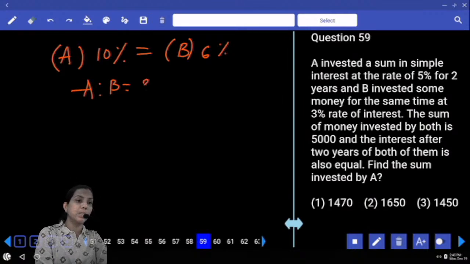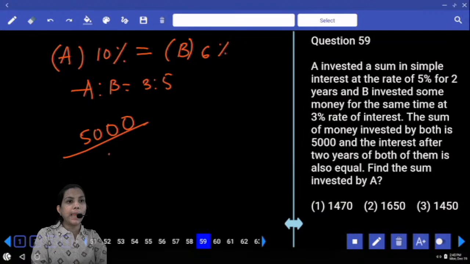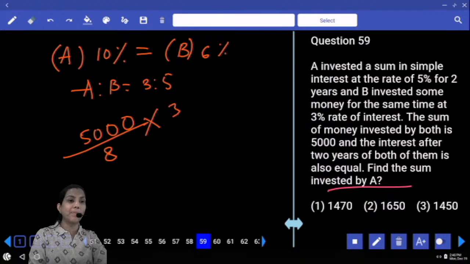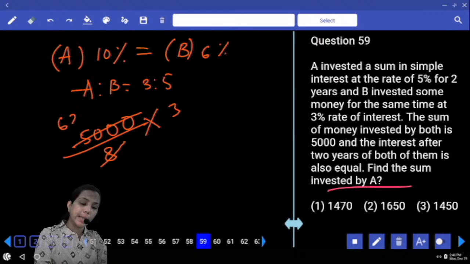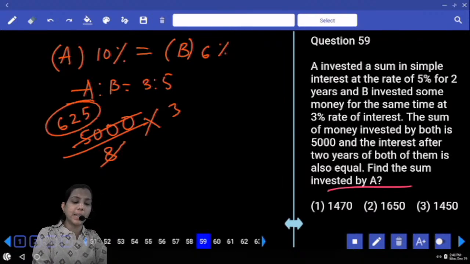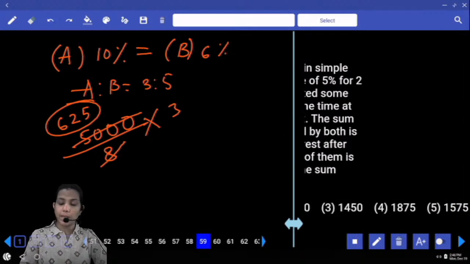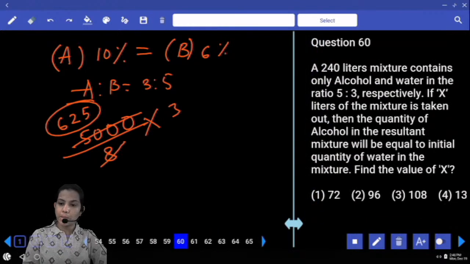Investment ratio is 3:5. So what is their total investment? 5,000 is how many parts value? 8 parts value. And the question is the sum invested in A, that is multiply with 3. So 8 table exact. 8 6s are 48, and 625 into 3, that is 1875. 1875, that is option 4. Next question number 60.